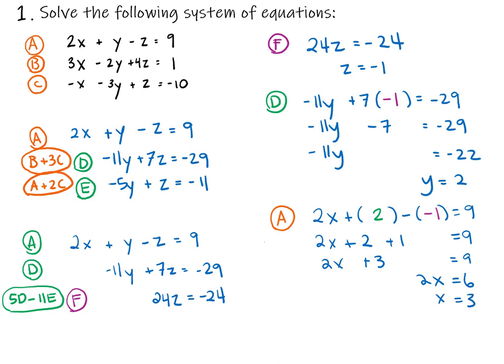We're now ready to write our ordered triple. It is 3, 2, negative 1. You always want to write it in order of x, y, and z. So we sort of go in reverse order of how we solved it.